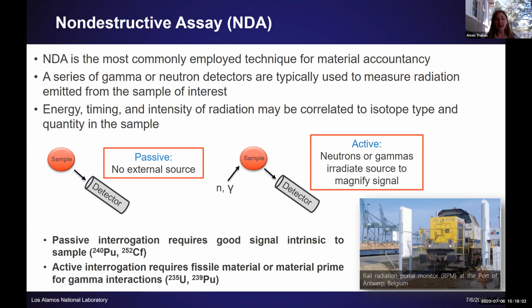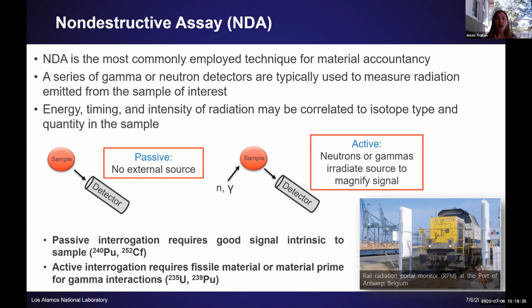Or there's active NDA, where you have your sample, and then you have some interrogating source, maybe neutrons or gammas. You induce fission, or you induce some signal within the sample, and then measure that induced signal. So that's why it's active interrogation, because you're actively inducing a signal that you're measuring. So the type of special nuclear material that you're measuring with NDA will dictate what type of non-destructive assay you should implement, passive or active.